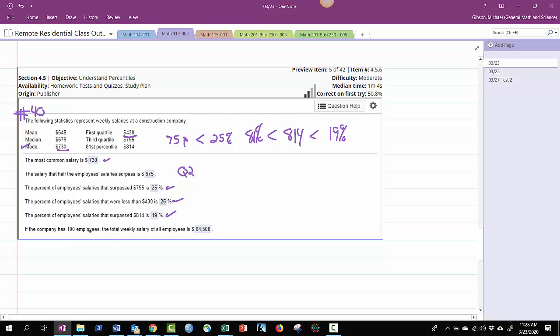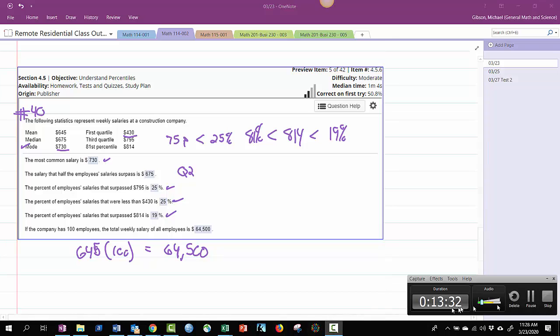All right. So if the company has 100 employees, what's the total salary? Well, to do that, we're going to have to do the mean. All right. So $645 per employee. And 100 times 100 employees is going to get me 64,500. All right. So that's the end of that one.